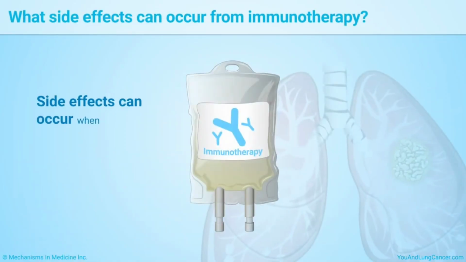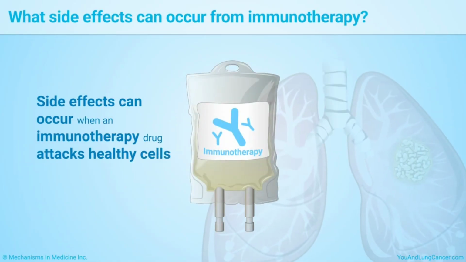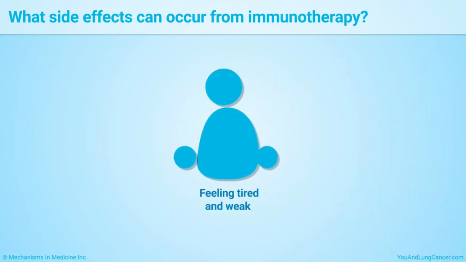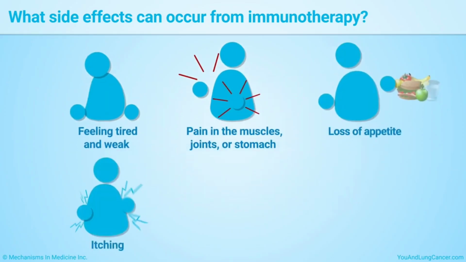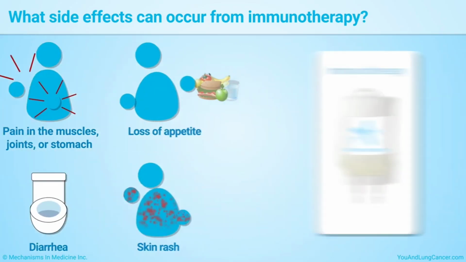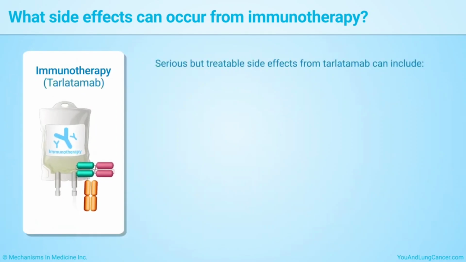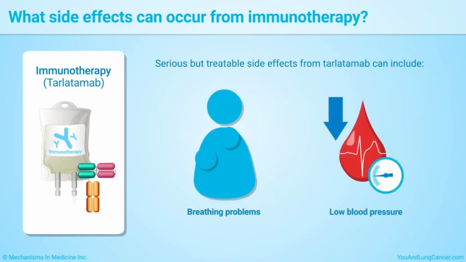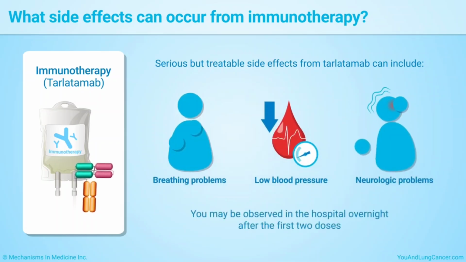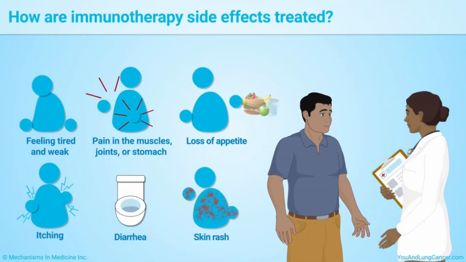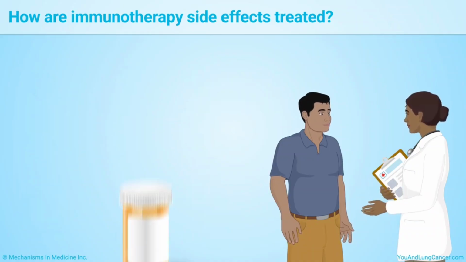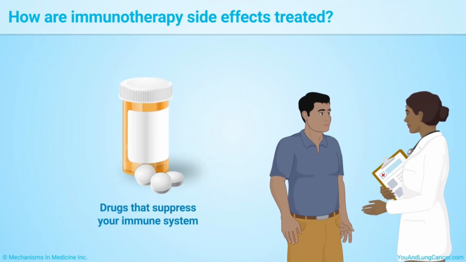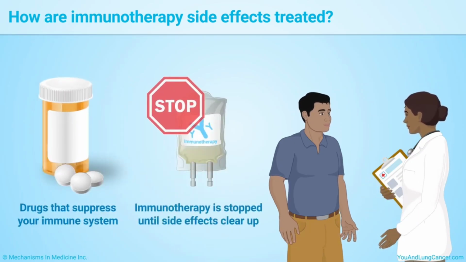Side effects can occur when an immunotherapy drug attacks healthy cells. Common side effects include feeling tired and weak, pain in the muscles, joints, or stomach, loss of appetite, itching, diarrhea, and skin rash. Serious but treatable side effects from tarlatamab can include breathing problems, low blood pressure, or neurologic problems. You may be observed in the hospital overnight after the first 2 doses. Always talk with your healthcare team about any side effects you are having. Side effects of immunotherapy are often treated with drugs that suppress your immune system. Your immunotherapy will be stopped until the side effects clear up.